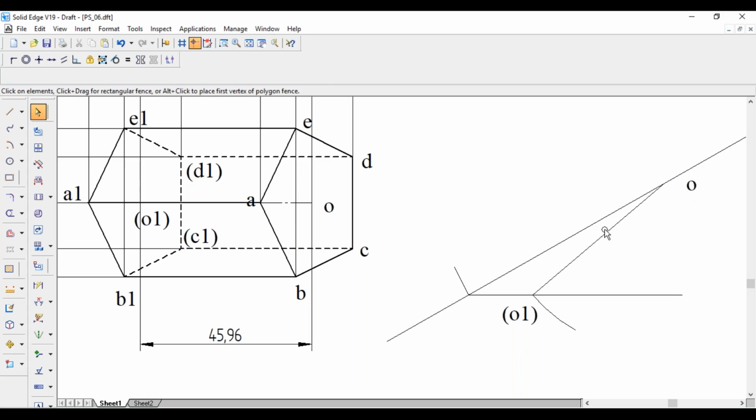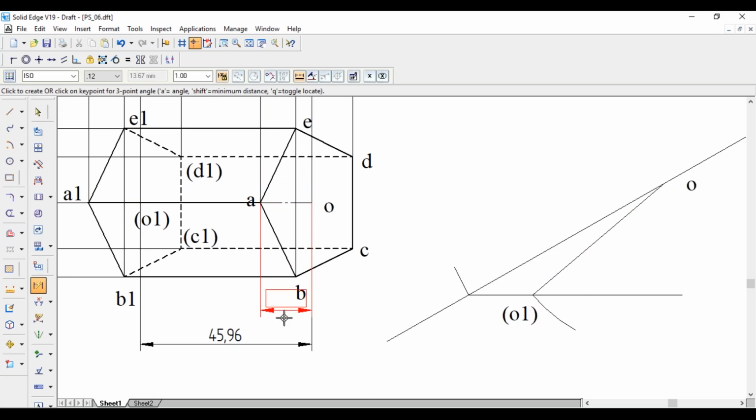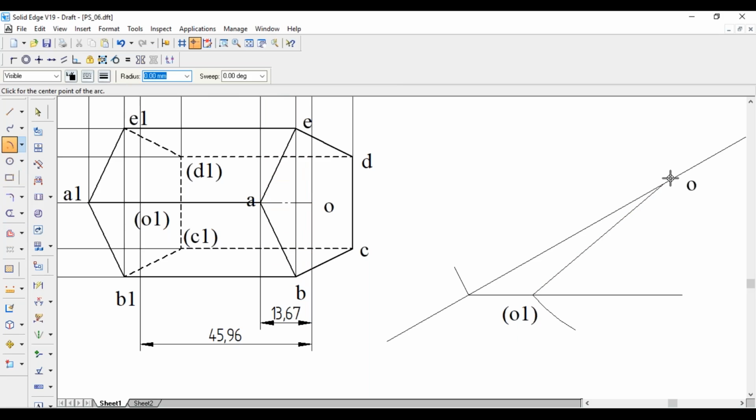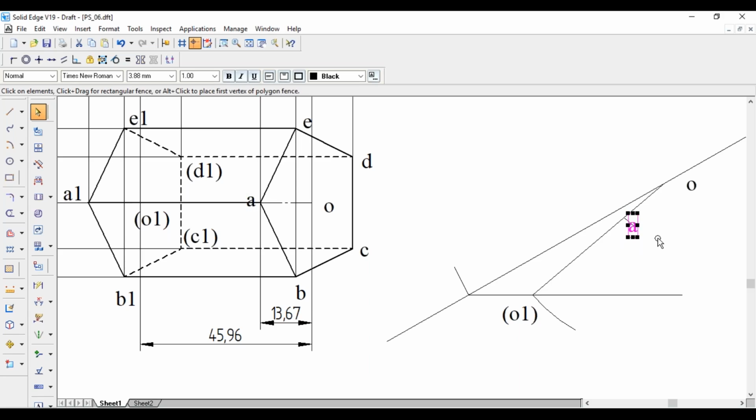So A we can get on the line only, but A1 we will get on the extension. So for A, from O to A the length is 13.67 mm. So with O as center, 13.67 mm as radius, draw an arc. This point is A.